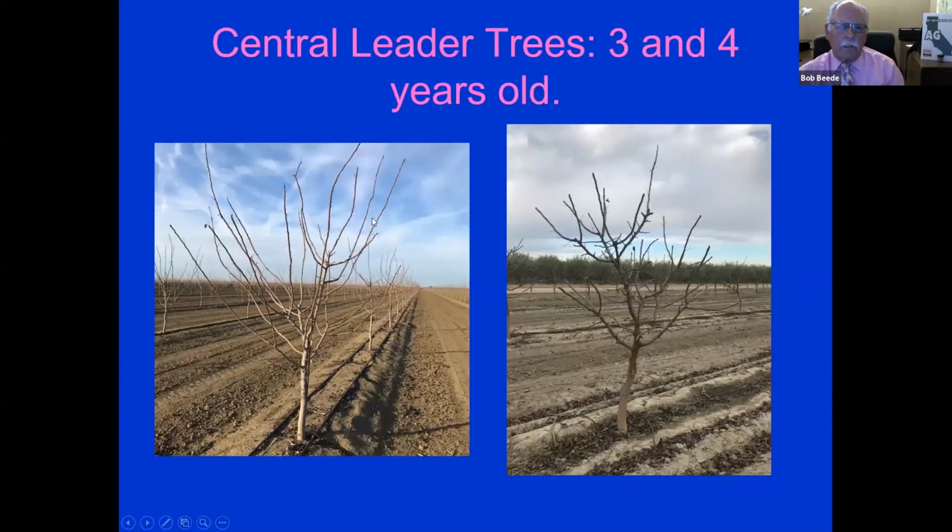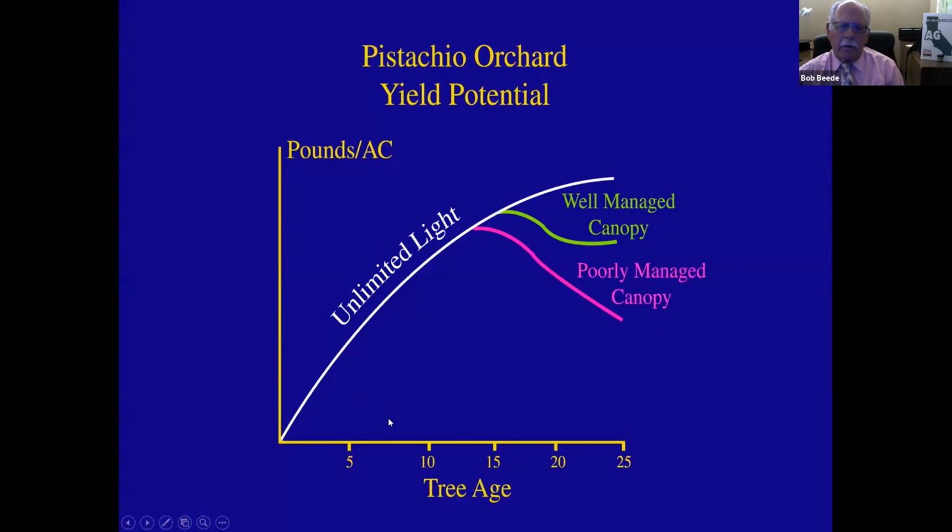And here's a nicer central leader tree. And here was the original trunk that was headed high. And then these branches actually grew more upright, which makes it more conducive to leaving these lower branches. And here's a 4-year-old central leader tree that also has more upright branches. So they vary a lot in their character, but the concept here is to prune the tree less during the early years so that this curve has greater yield in the early years.